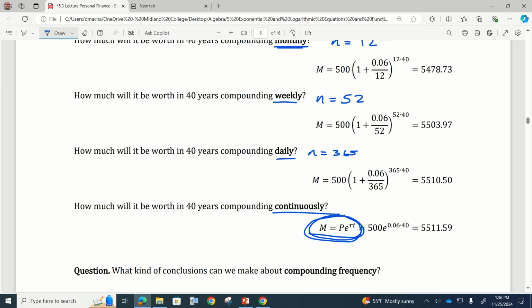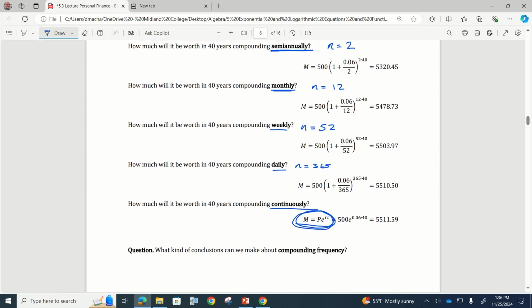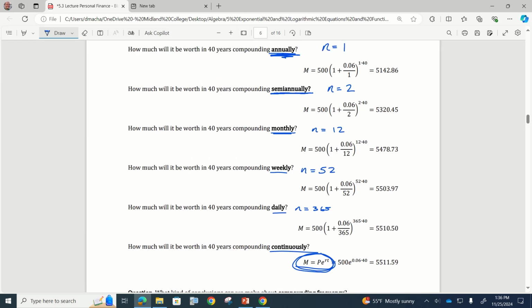And what I want you to notice is this. As I'm increasing the frequency, does the maturity value go up or down? It goes up. If you compound your interest more frequently, then the maturity value grows more. It grows faster. But there's kind of diminishing returns on this, right? Going from annually to semi-annually makes you almost $200 more over the course of 40 years. You go from semi-annually to monthly, it's another $150 over the course of 40 years.